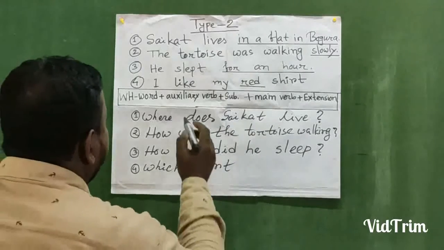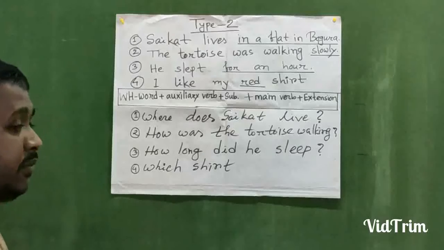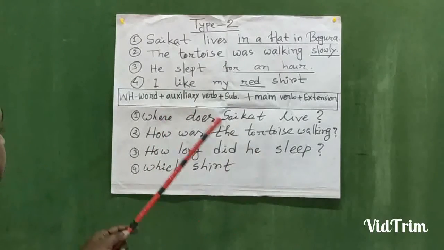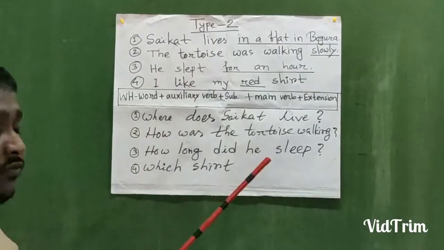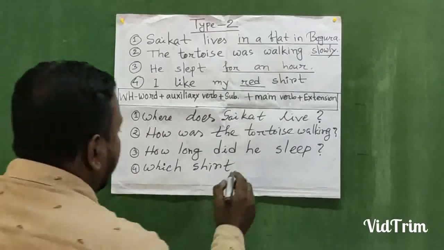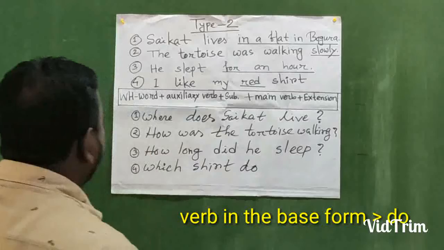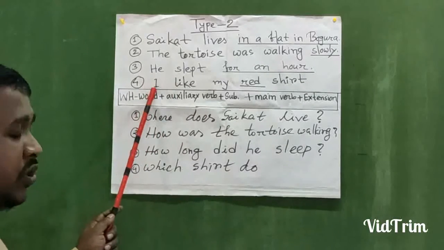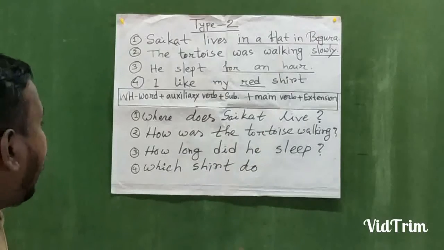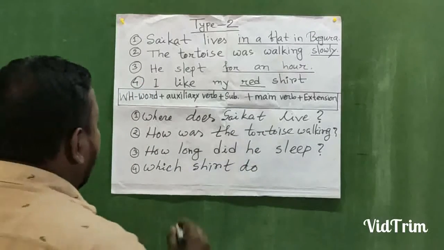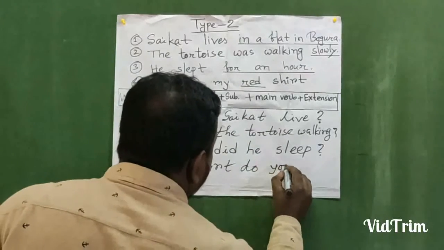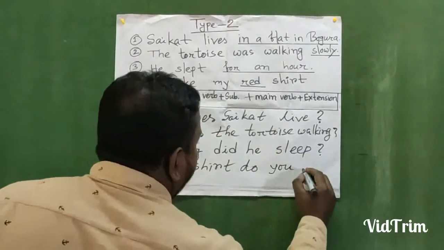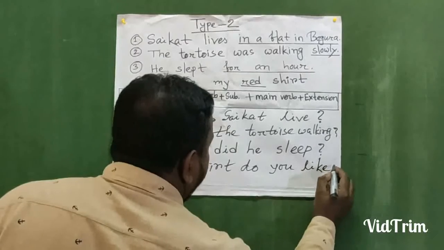Now the turn of the auxiliary verb. Here there is no auxiliary verb. Look at the main verb, like. Here like is not connected with s or es or in past form. So we have to use the auxiliary verb do. Which shirt do? And I told you a few minutes ago that if we get the pronoun I, it will be changed into you. So for I, we have to write you. Which shirt do you? Now the turn of the verb. So we have to write the verb like.